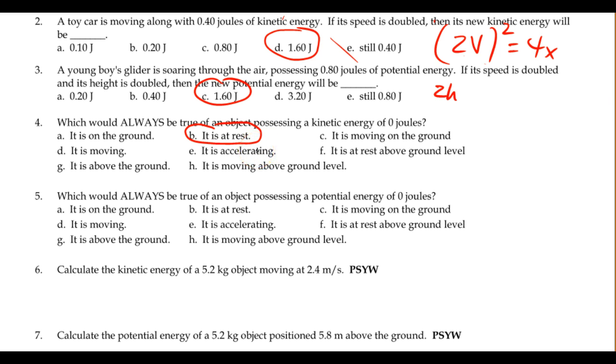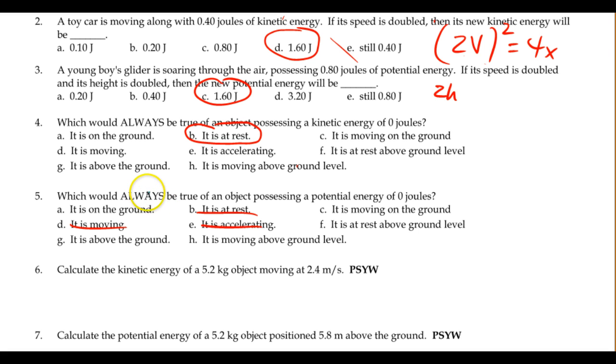Kinetic energy is energy of motion. With 0 joules of kinetic energy, we cannot be in motion. Which would always be true of an object possessing a potential energy of 0 joules? It has nothing to do with the speed or whether we're at rest or not, so it's not this one. It has nothing to do with whether we're accelerating or moving.